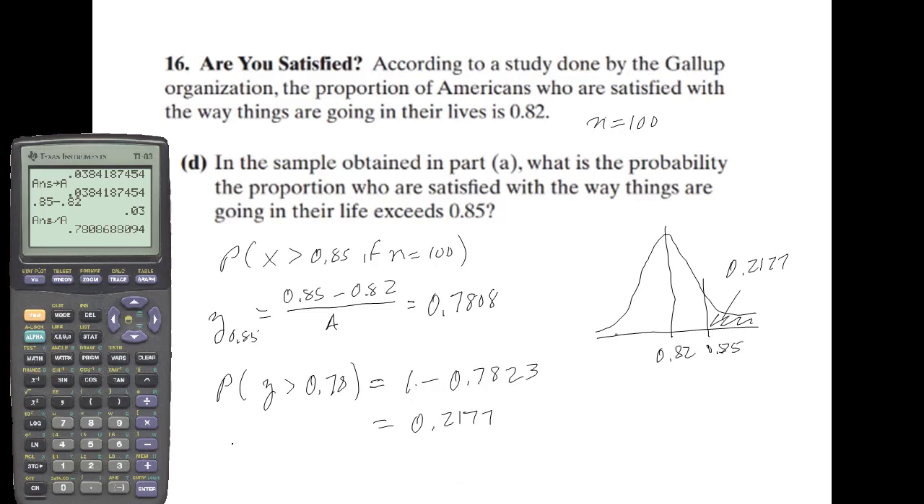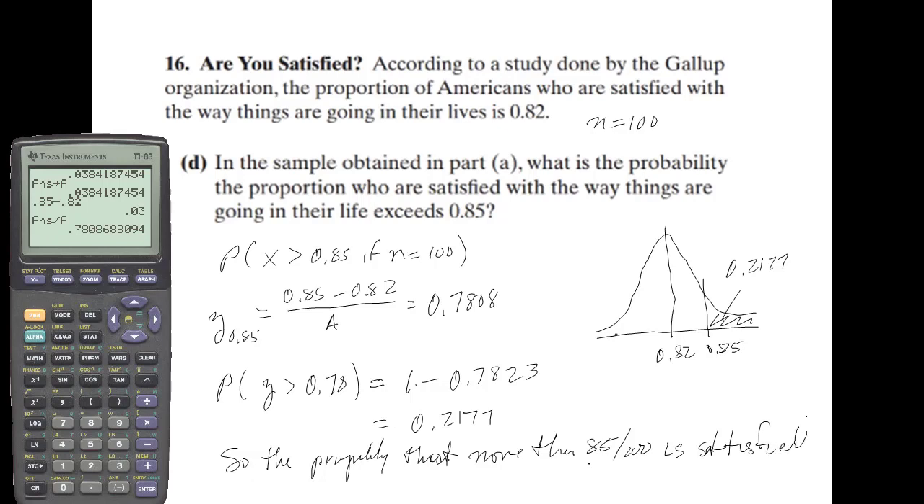So the probability that more than 85 out of 100 is satisfied is about 22%. Okay. Next problem here.